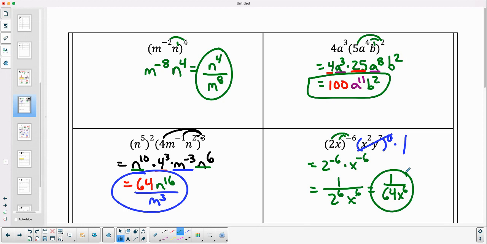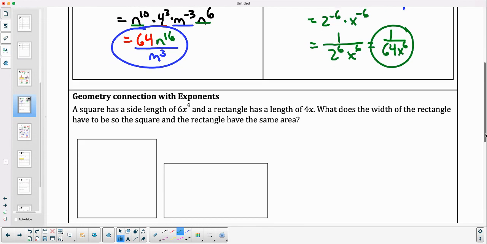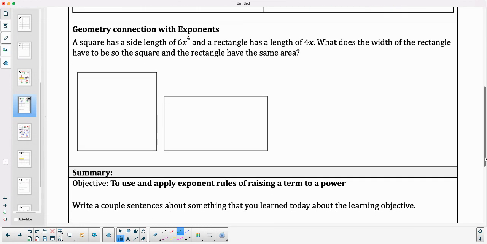Okay, the last thing here for the video has a geometry type connection. It says a square has a side length of 6x to the 4th. That means that all of the sides are 6x to the 4th. And a rectangle has a length of 4x. What does the width of the rectangle have to be so that the square and the rectangle have the same area?